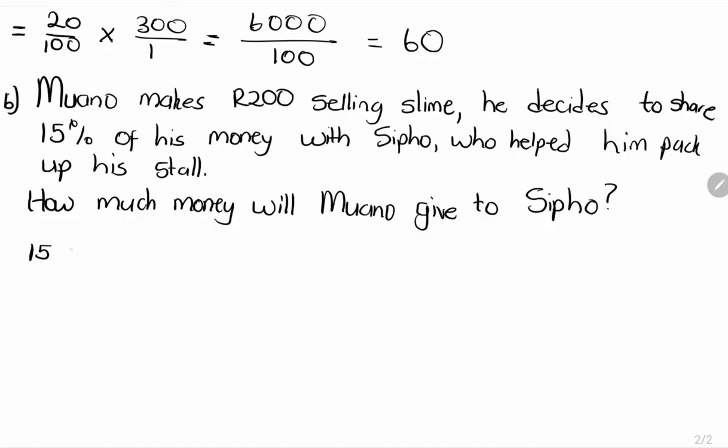15% of 200. Now, rands. Please, please, please include the rands, right? Include the units in your question so that you don't lose sight of your answer. 15% of 200 rands. What is 15% of 200? No, let me rephrase that. What is 15% as a fraction? Yes? I can't hear you. Louder, please. It's 15 over 100.